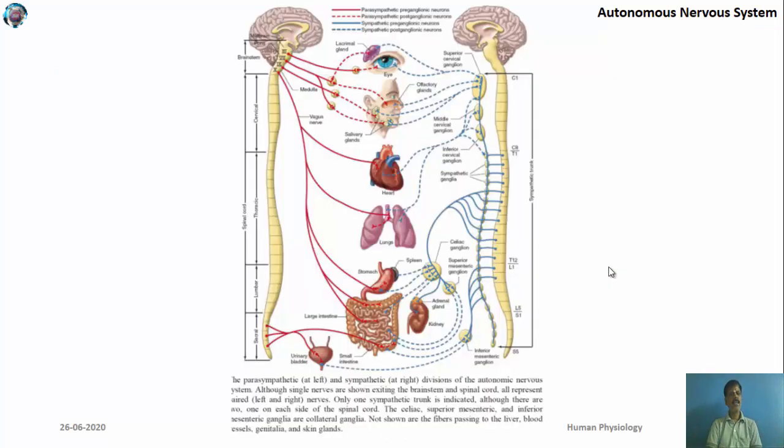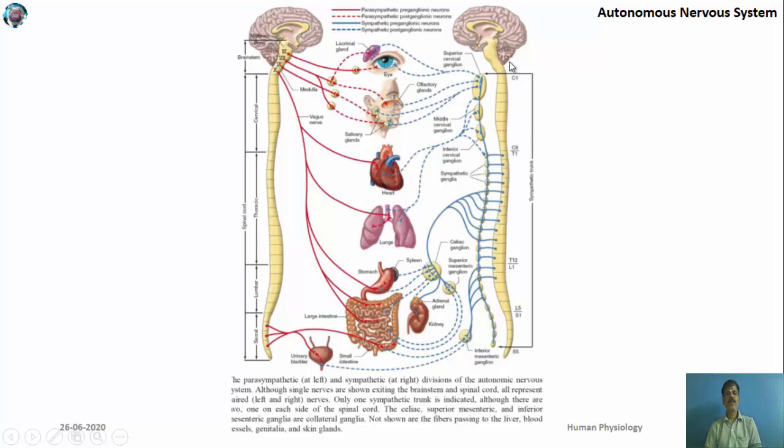So this is the diagram which clearly indicates how the sympathetic and parasympathetic nervous systems function. As we know, the autonomic nervous system is a part of the peripheral nervous system, so it is present out of the spinal cord and out of the brain, and they function there. You can see the brain stem, then the spinal cord starts. The spinal cord has the cervical region, thoracic region, lumbar region and sacral region. The sacral region has 5 divisions, the lumbar region has 5 divisions, the thoracic region has 12 divisions and the cervical region has 8 divisions.